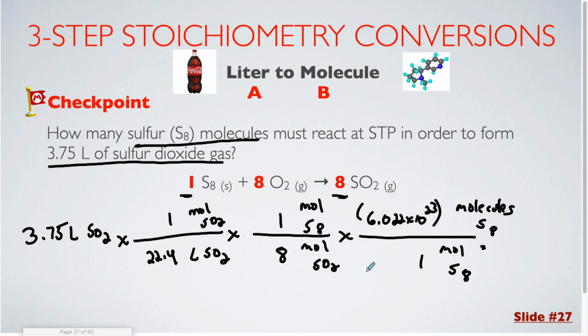Anytime that you have Avogadro's number, you're going to need those parentheses so that you can make sure that you're following the correct order of operations in your calculator. We're going to multiply across. We need 3 significant figures based on our original number here. So that's going to come out to 1.26 times 10 to the 22nd power. And that is molecules of S8.